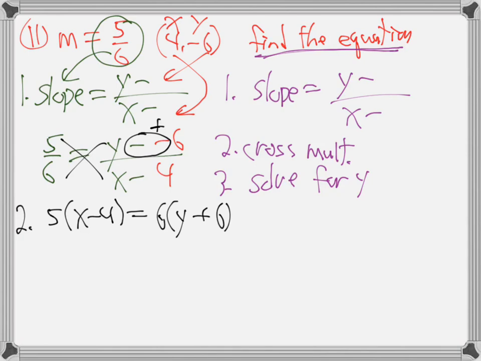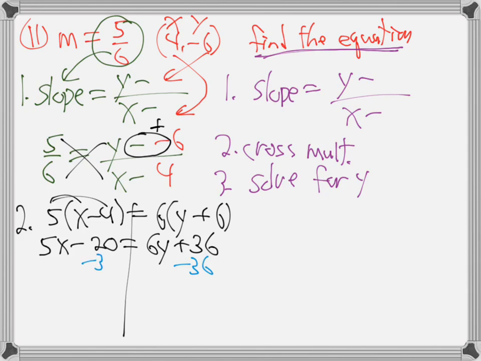So I just go diagonal, diagonal. Does that make sense? And then distribute. 5x minus 20. 6y plus 36. So what do we do to get y alone? Subtract the 36. Is that minus 56? Yeah.